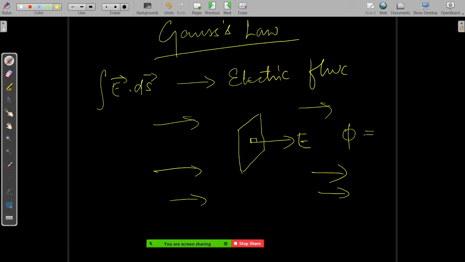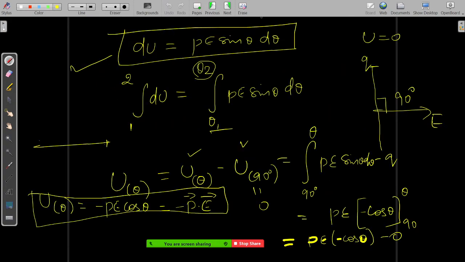Can you show the previous page once? I'll just copy that one. Copy that one.